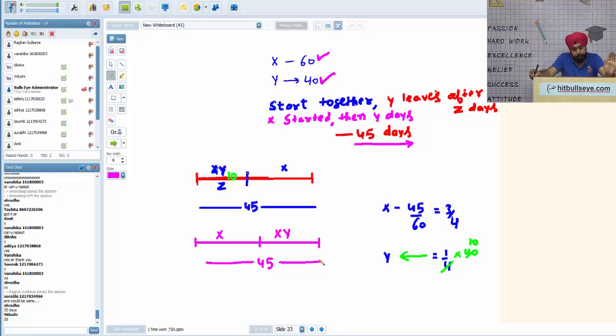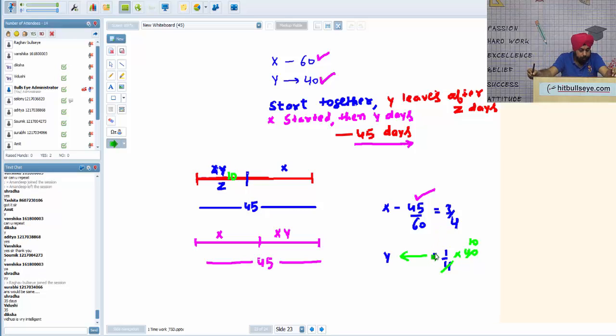Now you can see our approach will be the same: X has worked throughout the 45 days. In 45 days, X would have done, as we did earlier, 3/4 of the work. This means the remaining 1/4 of the work is done by Y, who does 1/4 of the work in 10 days, but now he is present for the last 10 days. So he should have joined after how many days? He should have joined after 35 days.